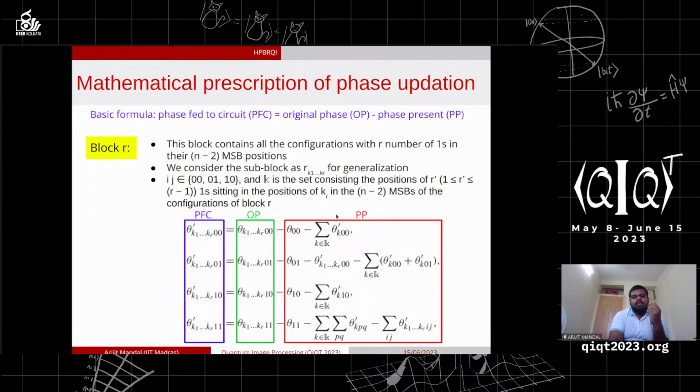Now we can generalize this formula for any Rth block. So you can see the formula here. This K is nothing but a set of all possible ones in all possible positions, starting from 1 to, let's say, R-1 number of ones. So with this mathematical prescription, you can represent your HPBRQI images.